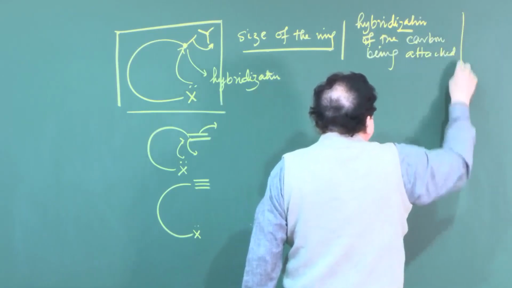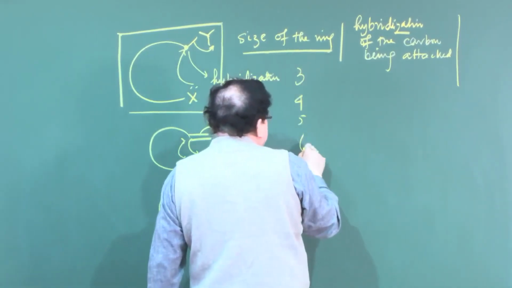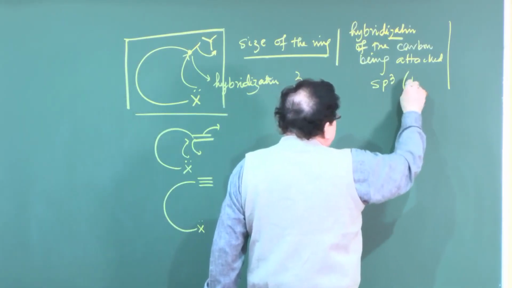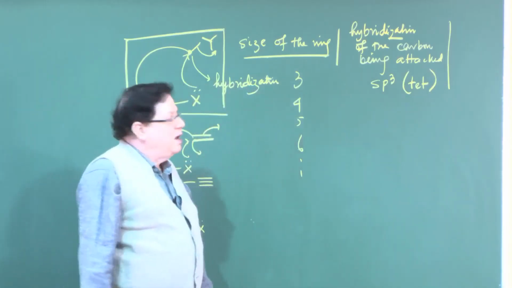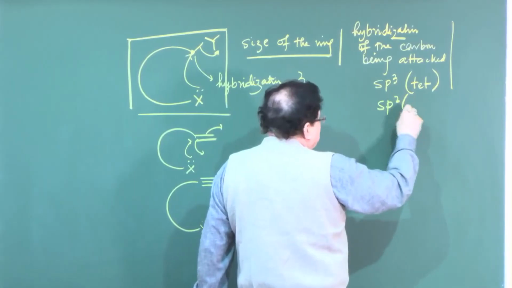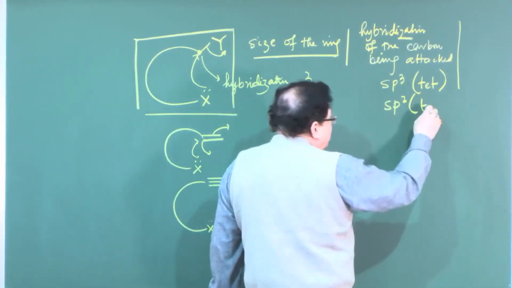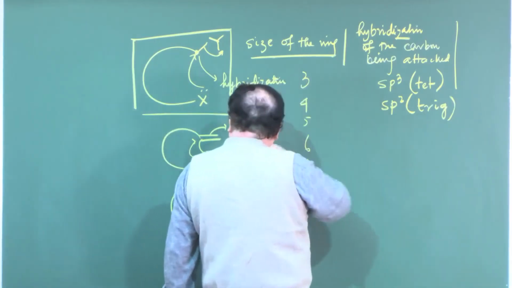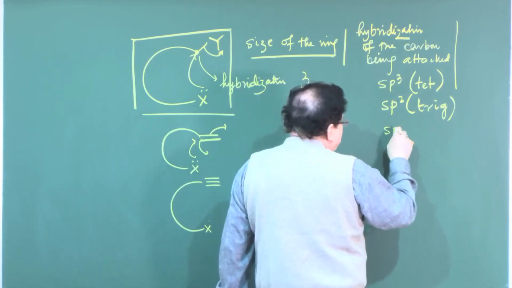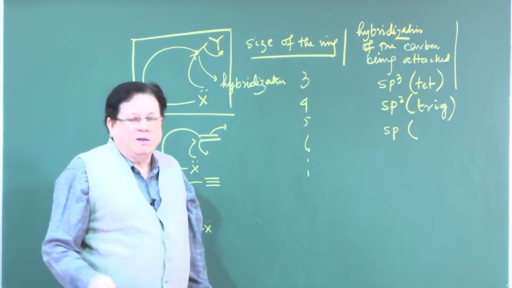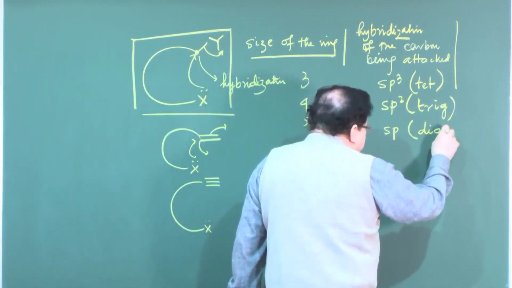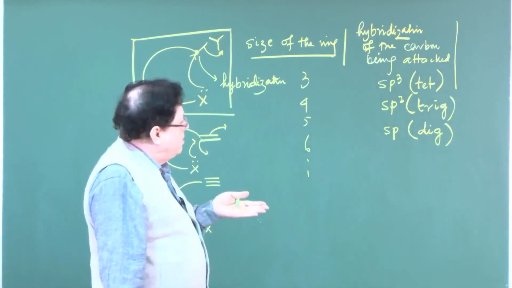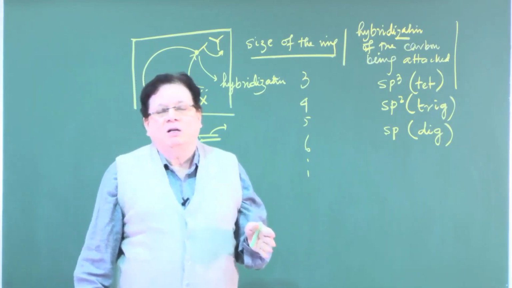So, there are now 3 types here. Here the size of the ring could be 3, 4, 5, 6, etc. Hybridization of the carbon could be sp3, and that will be called tetrahedral, abbreviated as tet, and then you can have sp2, a double bond containing carbon. So, that will be trigonal. You can abbreviate that as trig, and if it is an acetylenic moiety, alkyne moiety, then you have sp hybridization, that is also called diagonal. So, that will be dig in short. So, basically you have cyclization involving a tetrahedral carbon, a trigonal carbon, or a diagonal carbon.